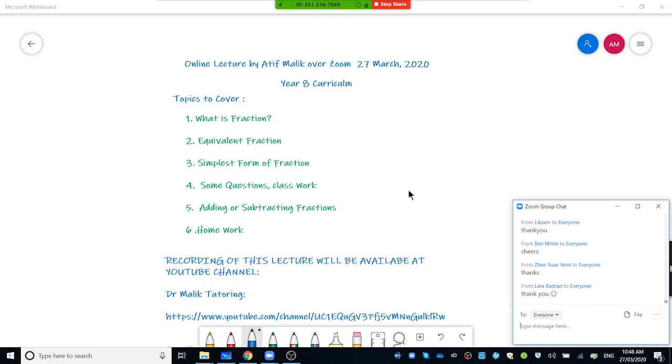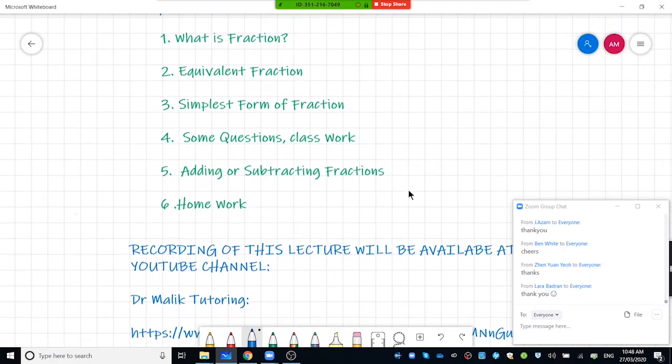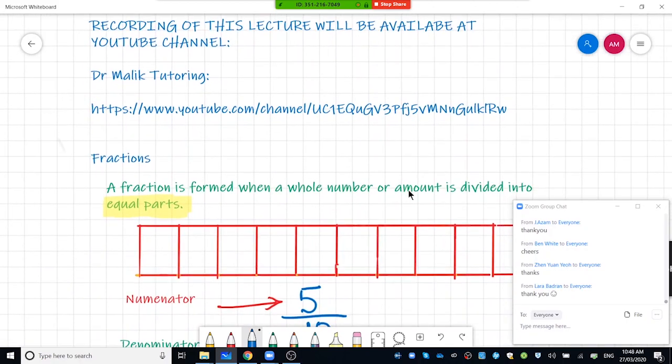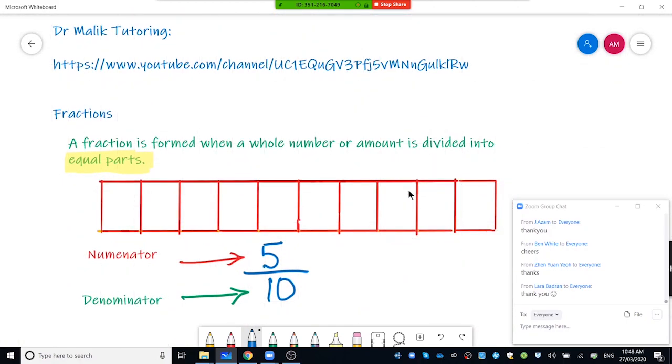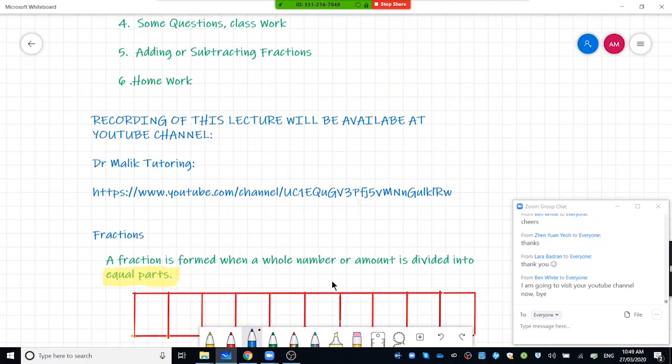So what we learned today is what is a fraction and then equivalent fraction. So what is a fraction? The fraction is formed when a whole number or amount is divided into equal parts. This is very important, that it has to be equal. If it is not equal, we are not able to say it's a fraction. For example, in this example, this whole figure was divided into 10 equal parts. So being equal is a very important aspect.